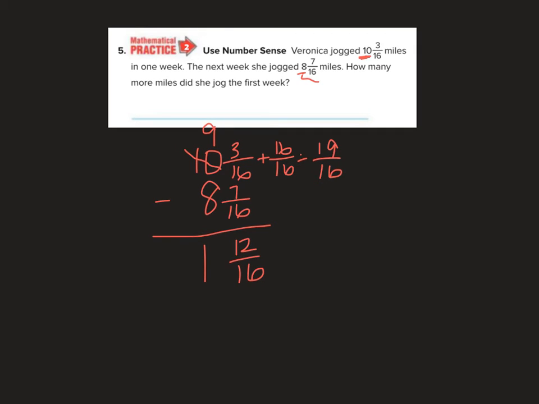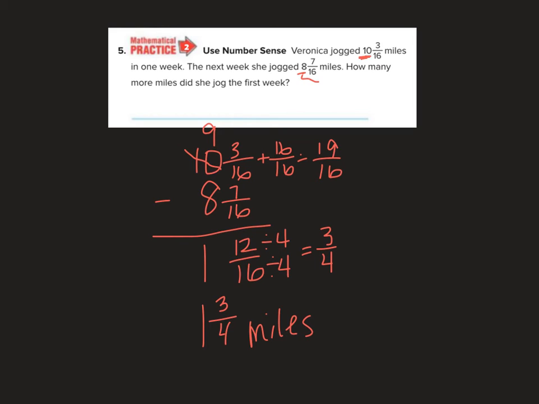Okay, so now I need to reduce. Divide by 4, looks like. 12 divided by 4 is 3. 16 divided by 4 is 4. So my final answer is 1 3/4 miles.